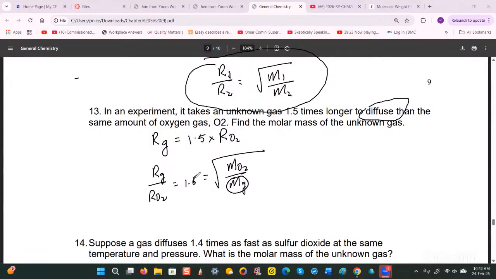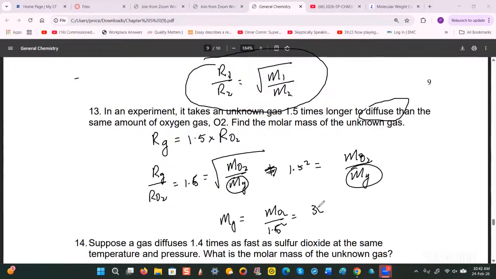Now, one thing you should have learned in your math courses is that if you want to get rid of the square root sign, what do you do? You square both sides, right? So if you square both sides, you're going to get 1.5 squared is equal to M_O2 over M_g. The aim is to find M_g, so M_g is equal to M_O2 over 1.5 squared. And the molar mass of oxygen is 32.